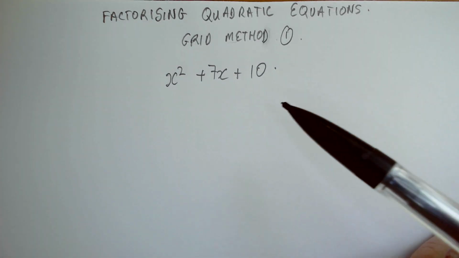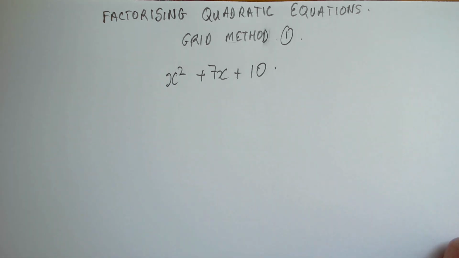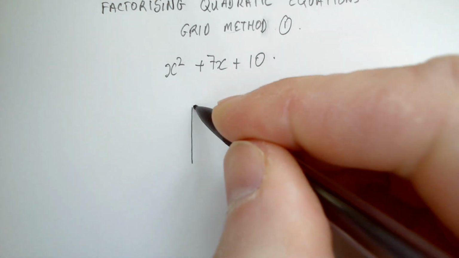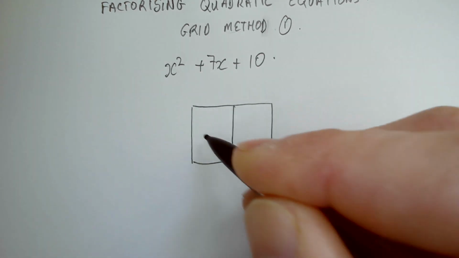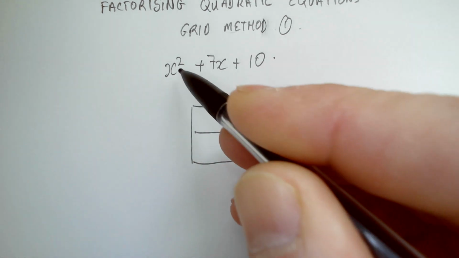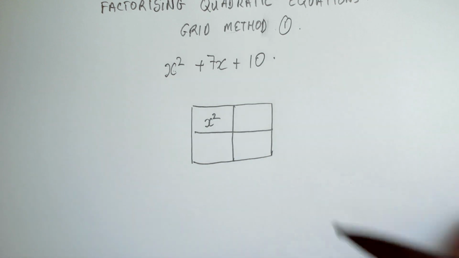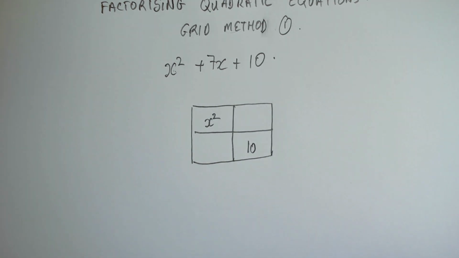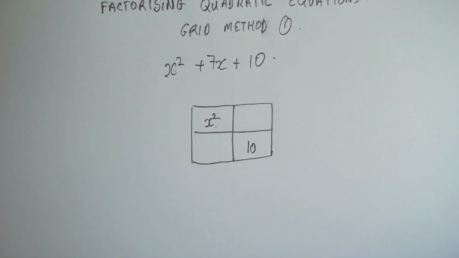Now straight away we realise that this is a quadratic equation because this is an x squared, or an x to the power of 2. So how do we factorise it? Well, the very first thing you do is you draw a grid for yourself. We put the x squared here in the top left, and 10 is the constant, and we put it in the bottom right. So they're your first two moves, x squared in the top left and the constant here in the bottom right.